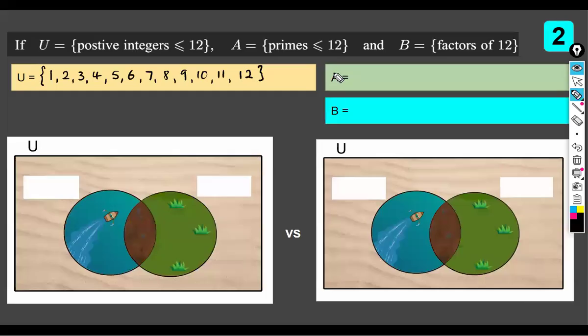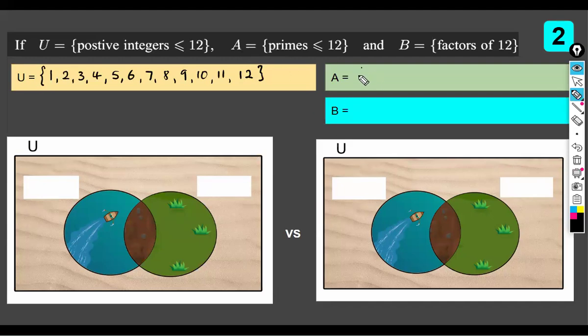So A is going to be the prime numbers up to 12, right? In case you all didn't know, a prime number is a number that's only divisible by 1 and itself. Is 1 a prime number? This I always ask, even in Form 5. Is 1 a prime number? The answer is no. 1 is not a prime number.